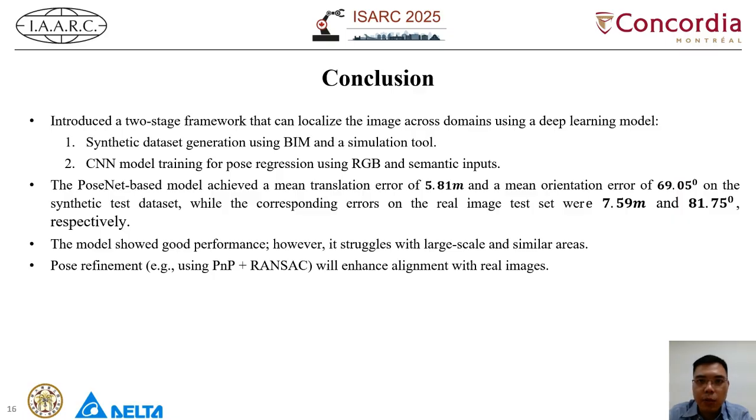The PoseNet-based model achieved a mean translation error of 5.81 meters and an orientation error of 69.05 degrees. While the model showed promising results for initial localization, it struggled in large and visually similar areas. To improve alignment with real-world data, pose refinement using geometric methods like PnP and RANSAC is recommended. Ultimately, integrating synthetic data and deep learning can lead to a more robust and accurate localization pipeline.